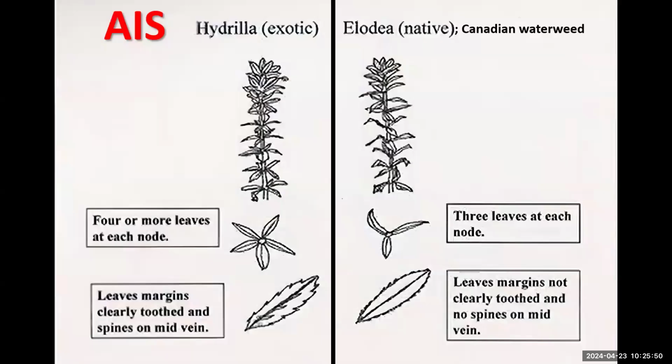Elodea canadensis, Canadian waterweed. This is a very common plant. I see Elodea at a lot of water bodies, and it does look like Hydrilla. They're in the same family, but Elodea, its leaves are in whorls of 3, and the margins are not serrated. Okay, so anytime you see something Elodea-ish, or you see 4 or more leaves on a node, you've got to report it. Have to.